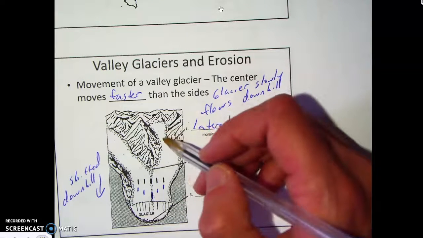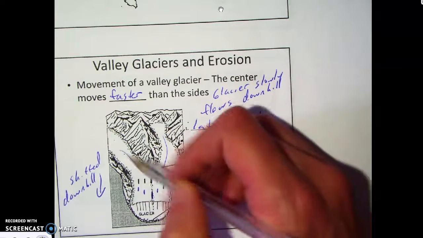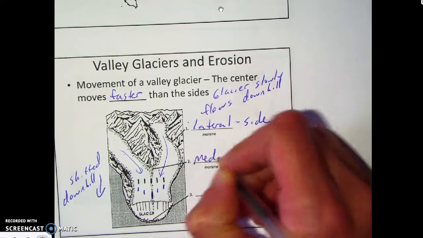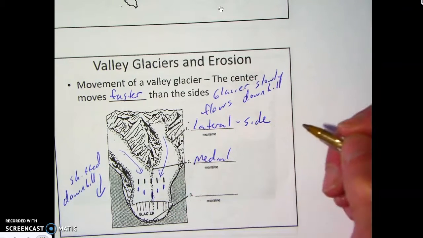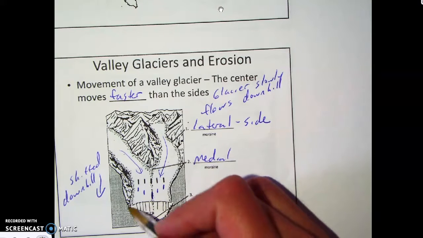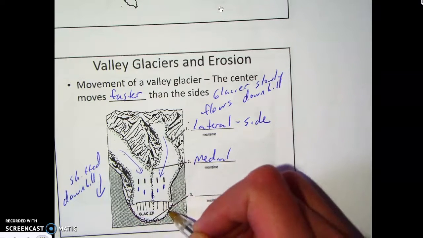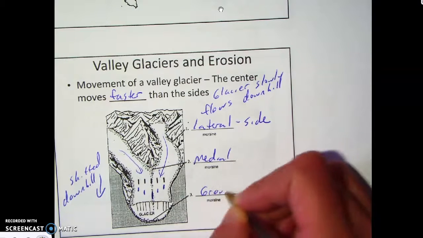Where we have two valley glaciers flowing downhill and merging together, where they meet, we have what's called a medial moraine. Underneath the glacier, where the ice is in contact with the ground, we have what's called a ground moraine.